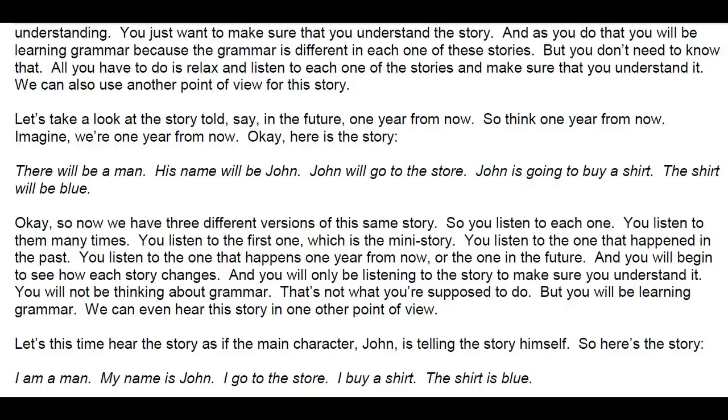Okay, so now we have 3 different versions of the same story. So you'd listen to each one. You'd listen to them many times. You'd listen to the first one, which is the mini story. You'd listen to the one that happened in the past. You'd listen to the one that happens 1 year from now, or the one in the future. And you will begin to see how each story changes. And you'll only be listening to the story to make sure you understand it. You will not be thinking about grammar. That's not what you're supposed to do. But you will be learning grammar.